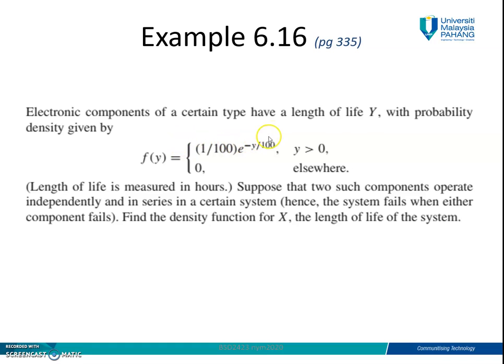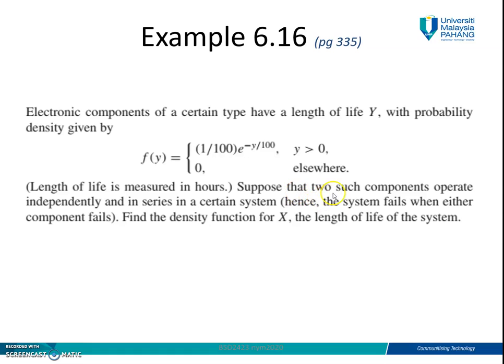Electronic components of a certain type have a length of life Y. For example, you have an iron, or a vacuum. So this component has a length of life Y, how long it can be used, with probability density given by this piecewise function: 1/100 e to the power negative y over 100. If you look at this distribution, what can you see? It seems like an exponential, but you can compare later. The length of life is measured in hours.